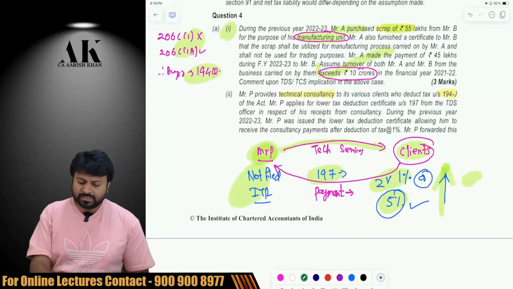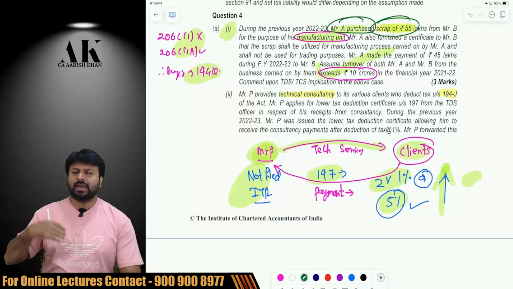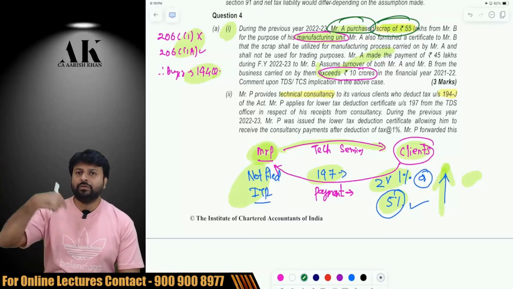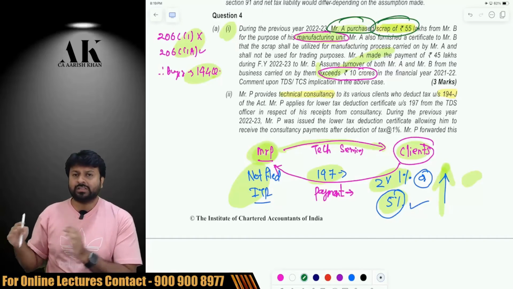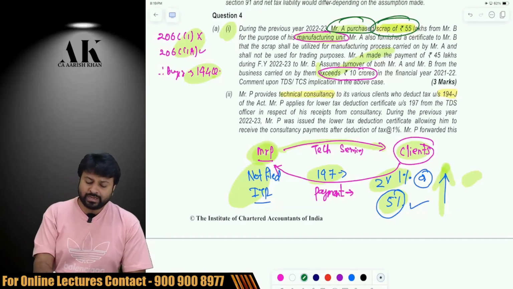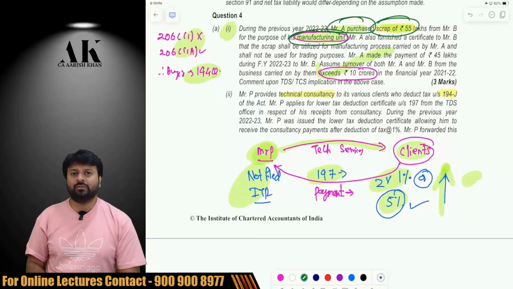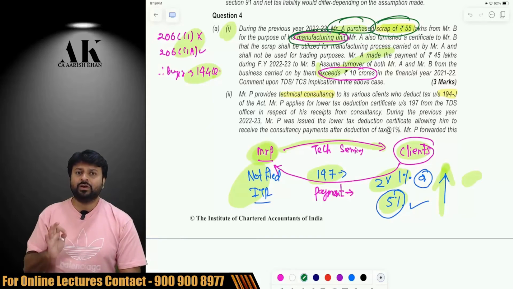Mr. A is purchasing some scrap. Now, if you are purchasing some scrap, the seller will collect TCS. But if you give a declaration that you are going to use this scrap for the purpose of manufacturing or power generation, the seller will not collect TCS. So you are giving the excuse that you are going to use this scrap for manufacturing purpose. Therefore, in this case, the TCS will not be collected.